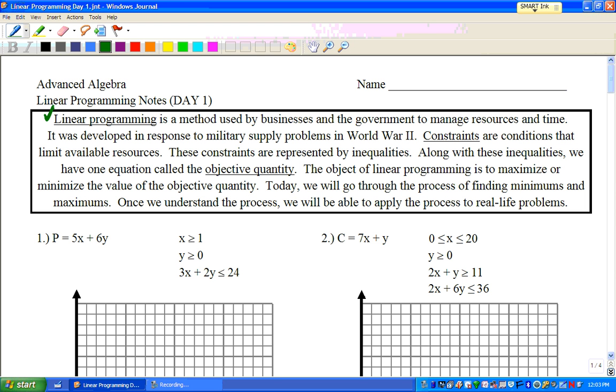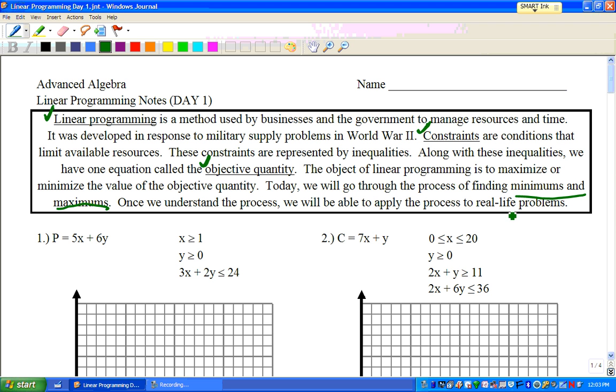One of the main things that I want you guys to take a look at is that when we're doing this, we're going to talk about these things called constraints. And we're always going to have an objective quantity, okay? The constraints are inequalities that are going to create a region that we're looking at. And then those regions are going to have vertices. And we're going to use this objective quantity to figure out maxes and mins, which is what is said right here.